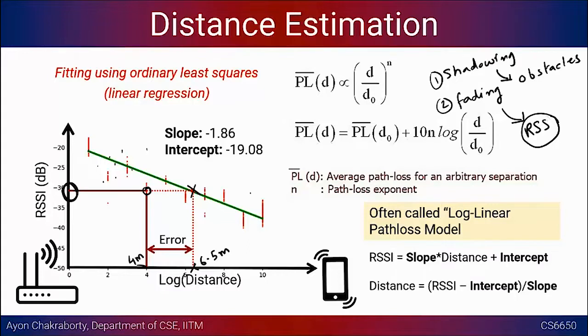So as you see, if you simply try to predict the distance from the RSS data, there is always room for error, and this is expected because it's very difficult to have a very correct model which captures the RSS as a function of distance.